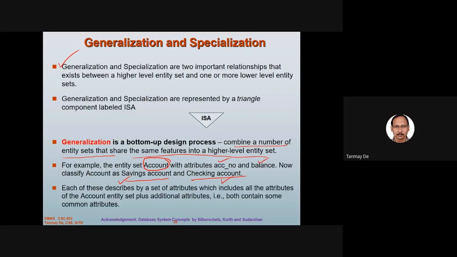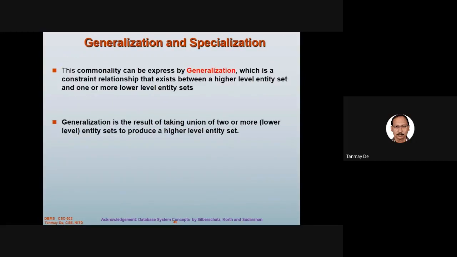So each of these we can discuss with an example, it's better. And this commonality can be expressed by generalization as well as specialization, which is an ISA relationship that exists between a higher level entity set and one or more lower level entity sets. Generalization is the result of taking the union of two or more lower level entity sets to get the higher level entity set.